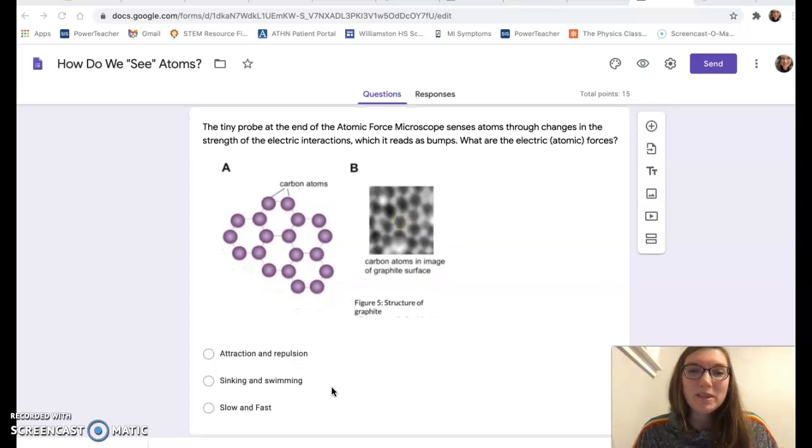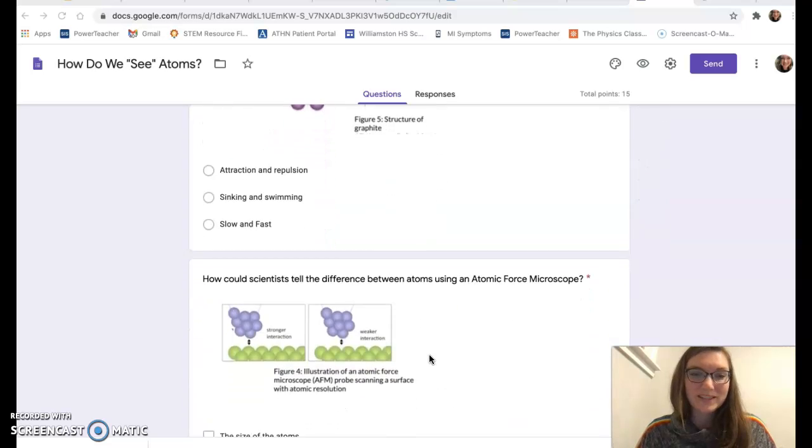The tiny probe at the end of the atomic force microscope senses atoms through changes in the strength of the electrical interactions, which it reads as bumps. So what are the electric or atomic forces? We're talking about the atomic force microscope. What are those forces? The forces are attraction and repulsion. A force is anything that causes movement, so attraction or repulsion would both be a form of movement.